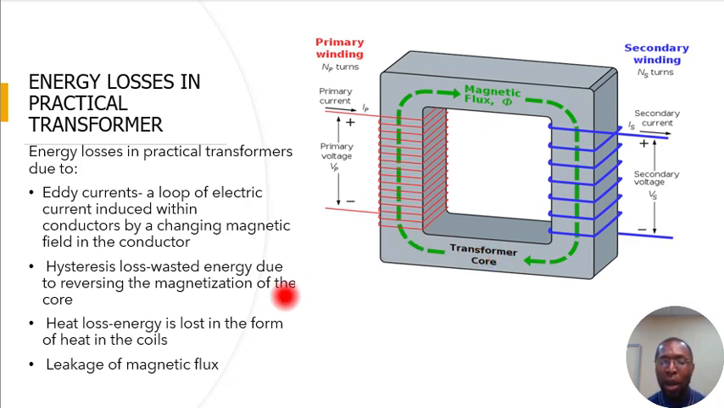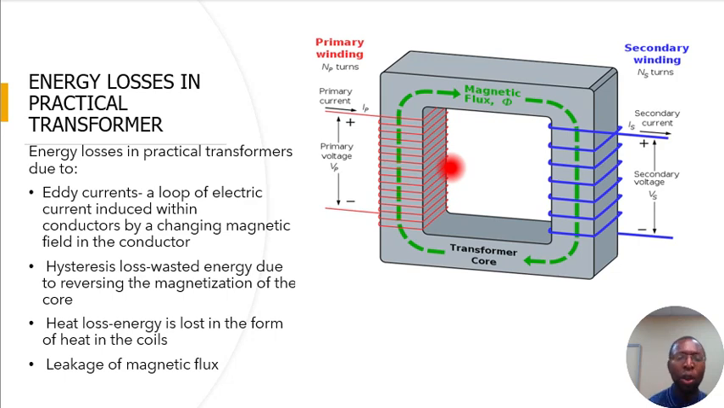All right, another way you can lose energy in a transformer is through heat. As the coils get hot, they generate their own heat, and in this way energy is also lost. And the last way you can lose energy in a transformer is through leakage of magnetic flux. When the magnetic flux is being leaked, then you also have loss of energy.